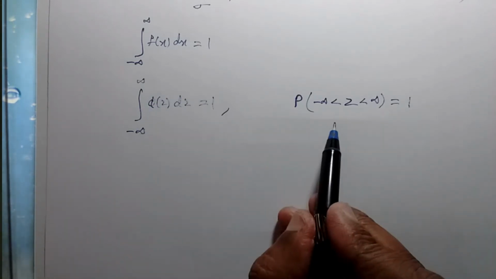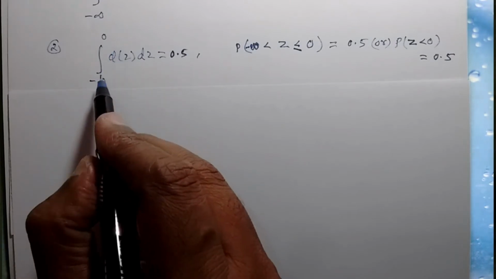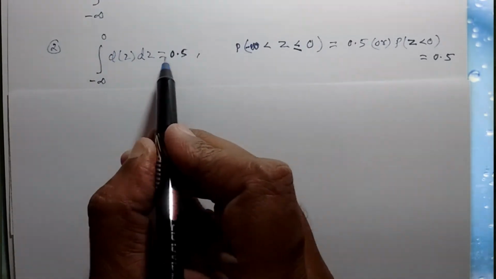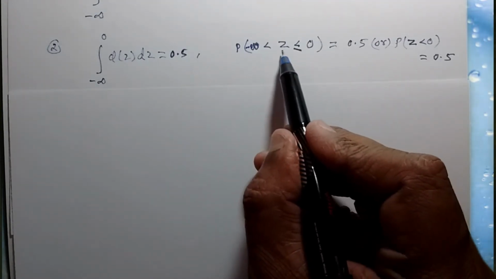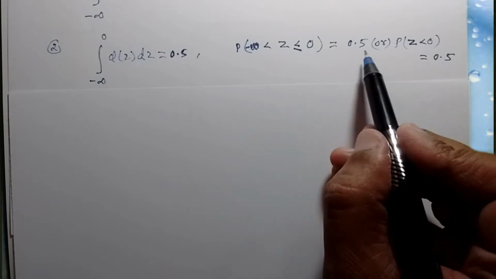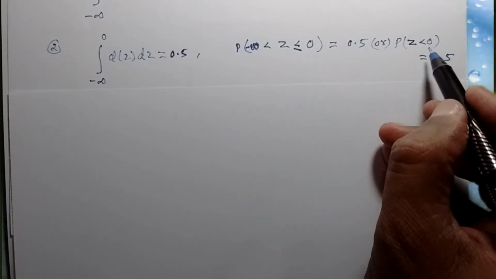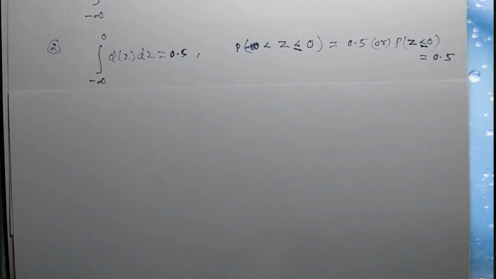So same expression in terms of the probability. The second result is integral minus infinity to 0 phi of z into dz, its value will be 0.5. Therefore you can write in terms of probability when the value of z lies between minus infinity to 0, it's 0.5. Or the same thing can be written as probability when the value of z is less than or equals to 0, its value will be equals to 0.5.